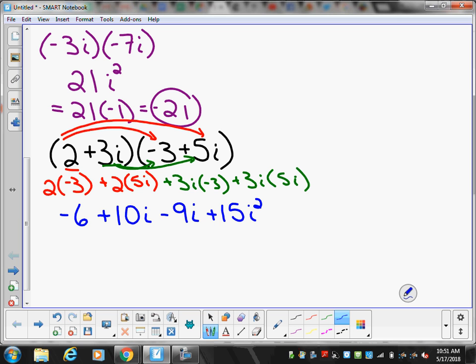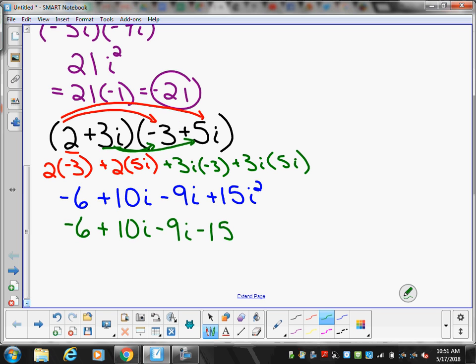Alright, so we talked about the 15i squared. i squared is a negative 1. So negative 6 plus 10i minus 9i. So 15 times a negative 1 makes that a minus 15. So that i squared being a negative 1 makes that a minus 15 instead of plus.